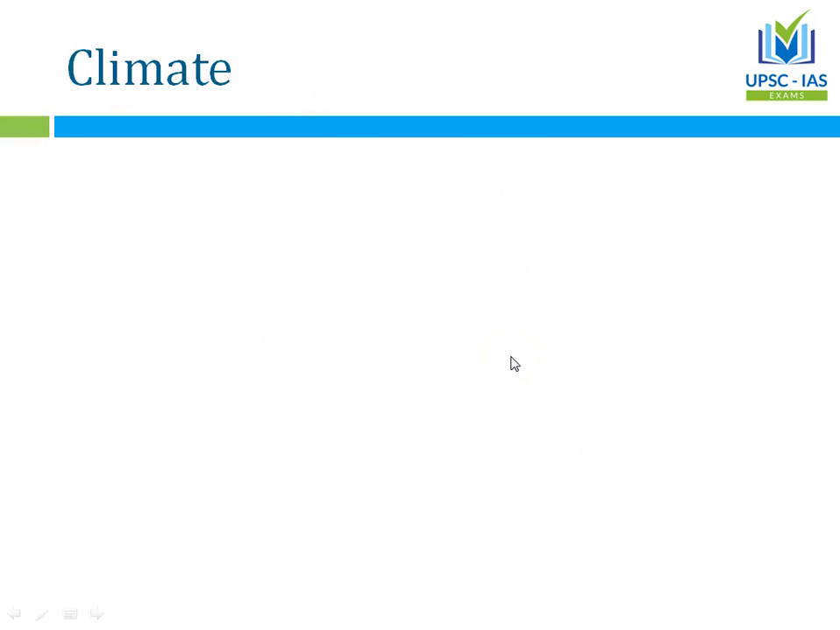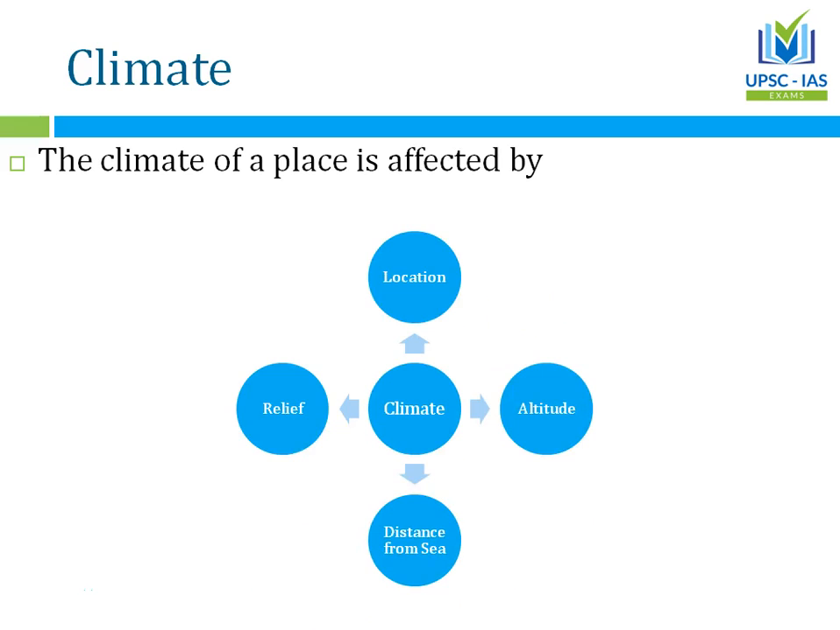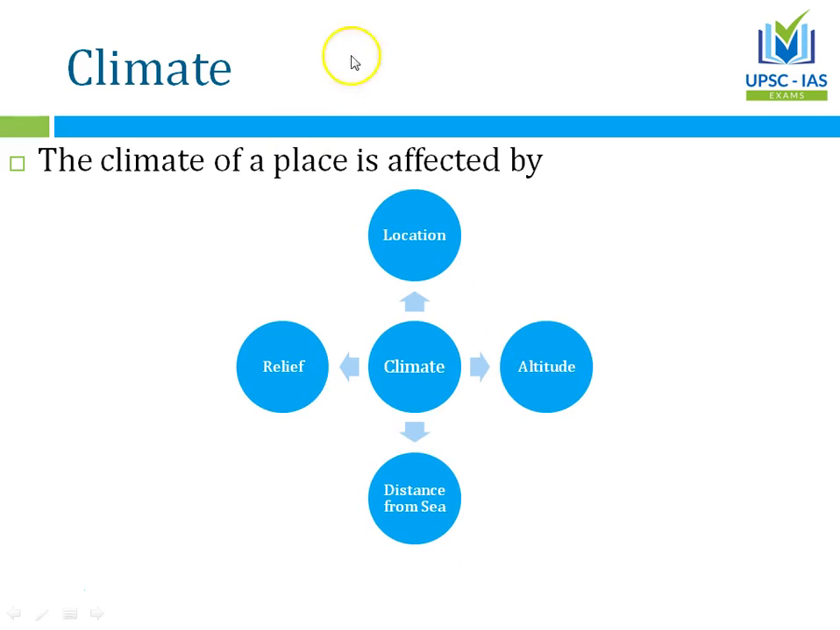Now we will learn about climate. The climate of a place, dear friends, is affected by these 4 things, that is location. Now remember, we have talked about location. When I say location, I of course mean whether you are living in a torrid zone, or in a temperate zone, or in a frigid zone, or you would be living in both places.